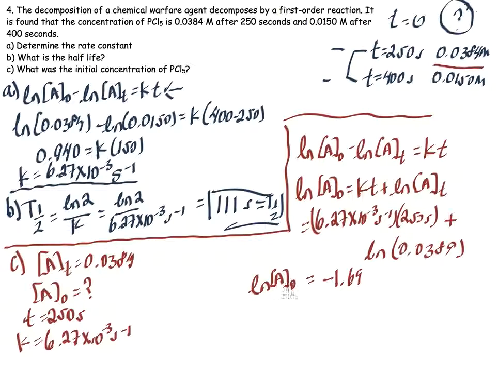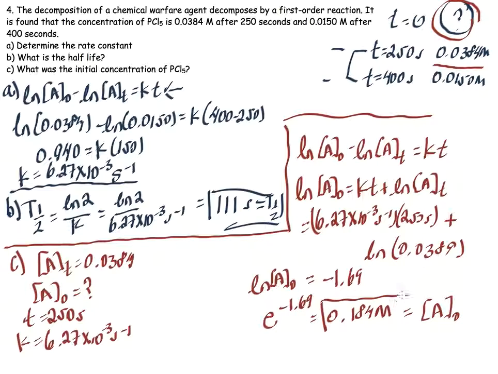So that's not our answer yet. Take the anti-log to that. Basically, e to the negative 1.69 is equal to 0.184 molarity. So that's the actual concentration at time equals 0. That's that question mark right here that we're trying to find. Okay, so go ahead and box that answer up here. So that's how you work this problem.